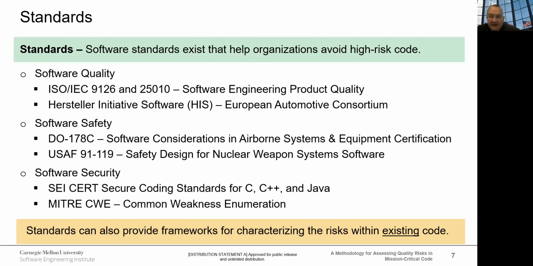So we first start with some standards. We're not the first to look at this. We're looking to aggregate what exists in existing standards. ISO/IEC has a variety of standards, 9126 and 25010, the software product quality standards. There's also the Hersteller Initiative Software, HIS, the European Automotive Consortium. There's also software safety and software security standards.